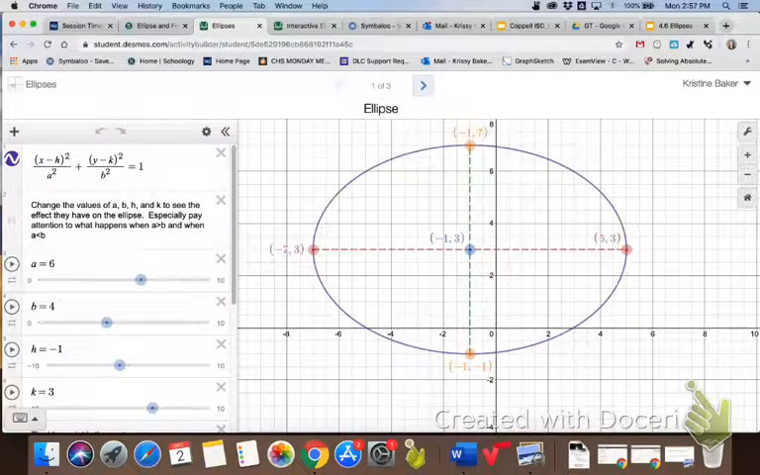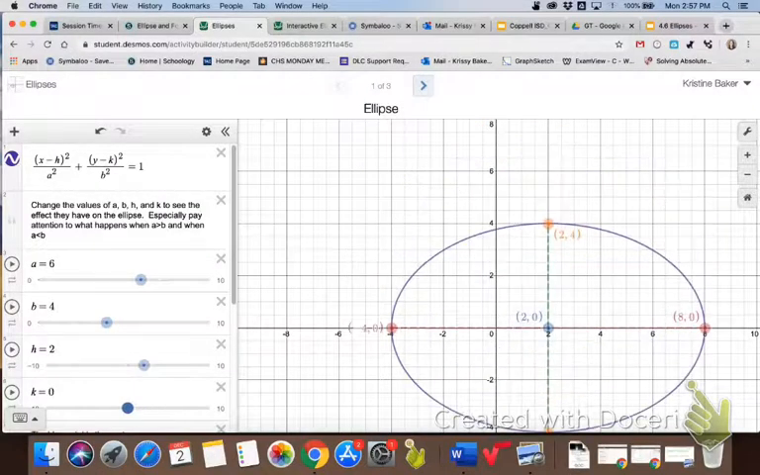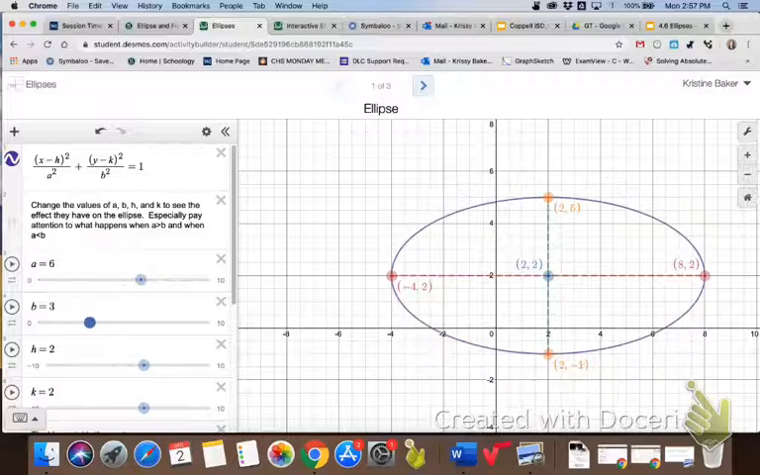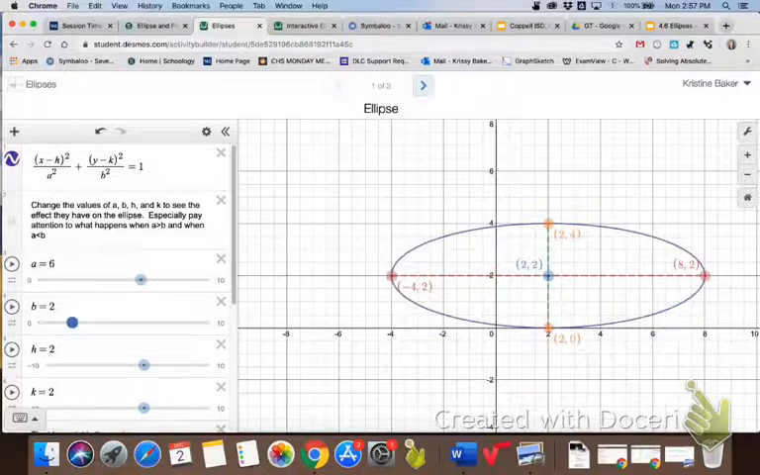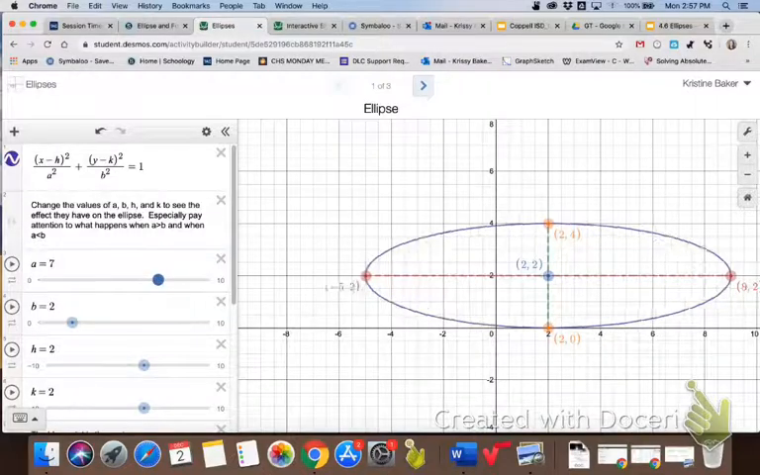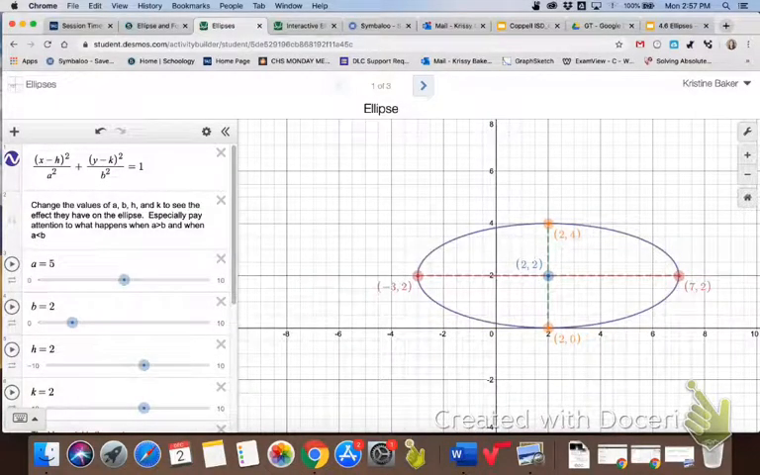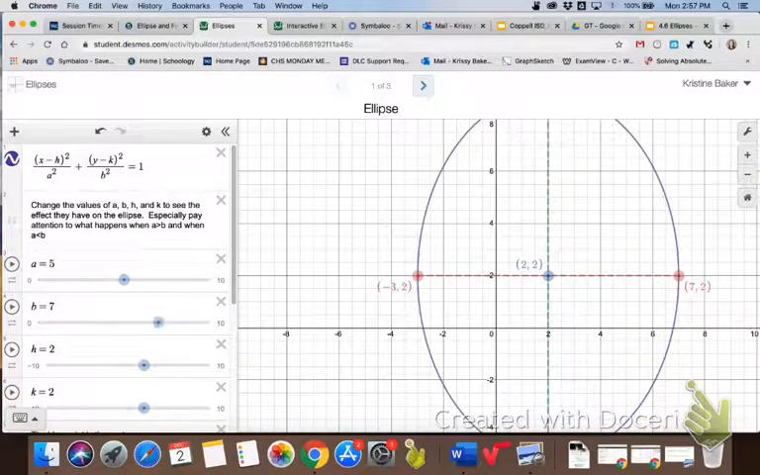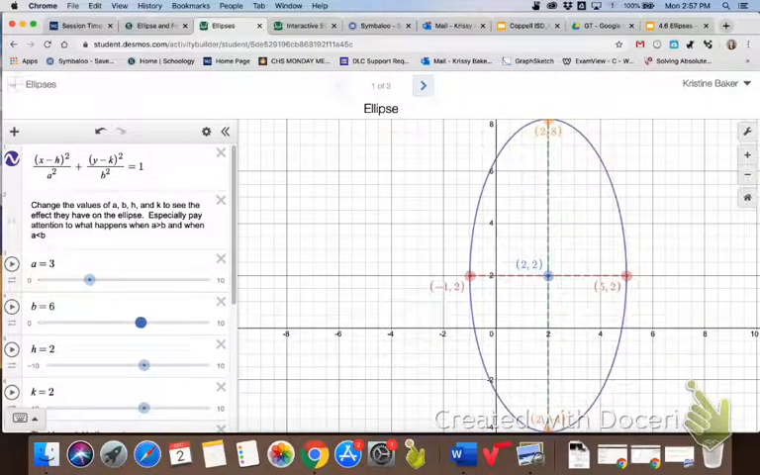This one is just showing you what happens when you move all those different values. H moves your center, K moves your center. The smaller B is, in this case, B is always listed under the Y, and that changes your height. Again, the value of B is how far the distance is vertically from the center to the, in this case, co-vertex. A is going to be the distance horizontally from the vertex to the center. If I change that, it gets larger or smaller. When the number under the Y is bigger, it becomes a vertical ellipse and it is taller vertically.